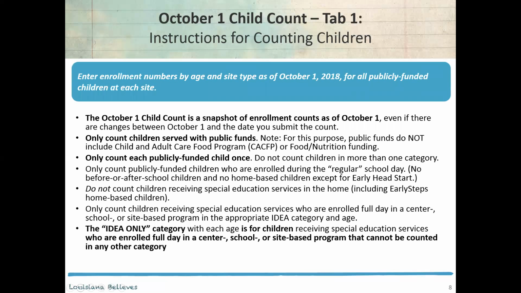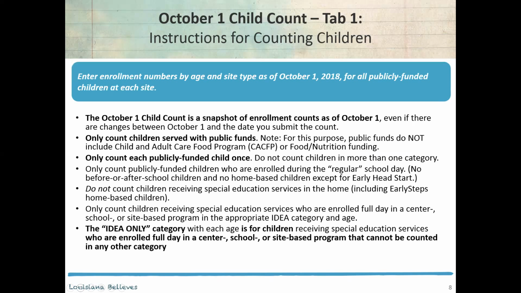So to complete the child count, lead agencies should enter enrollment numbers by age and site type as of October 1, 2018 for all publicly funded children at each site. The October 1 child count is a snapshot of enrollment counts as of October 1, even if there are changes between October 1st and the date you submit the count. Only count the children served with public funds. For this purpose, public funds do not include funding for food and nutrition programs.